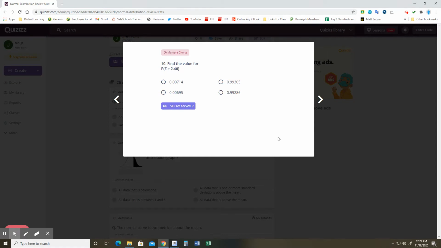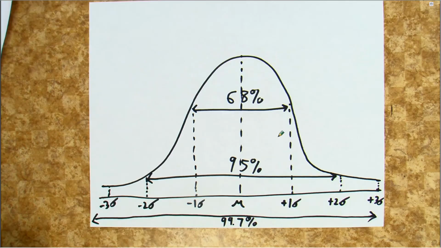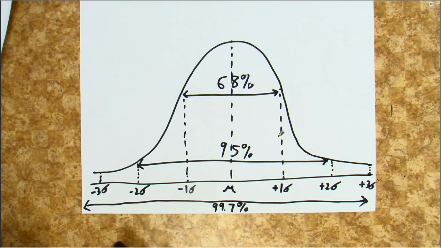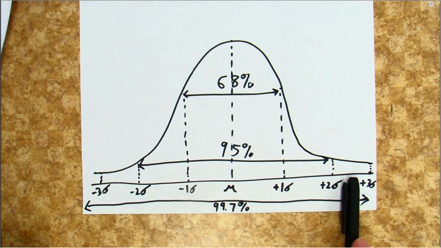Find the value for this. Now, this number is a z-score, 2.46. Now, I'm going to go back to this screen right here. A 2.46 z-score would be about right there where my pen is pointing. Let me do that. Right about there where my pen is pointing, 2.46.